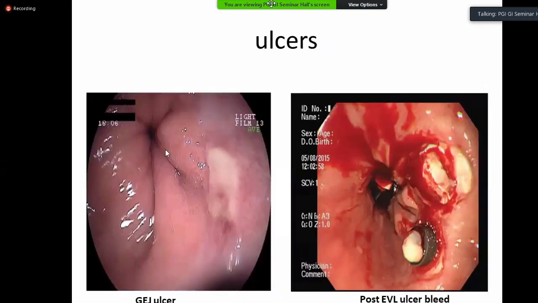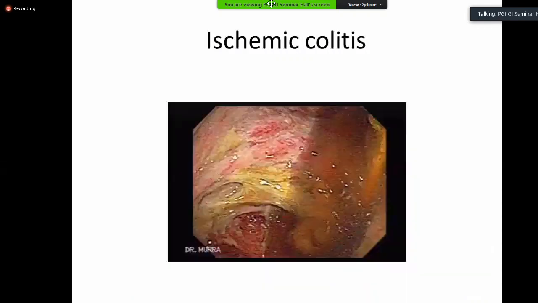Now, in specific areas like at the gastroesophageal junction, if there's an ulcer, you have to define whether it is above the Z line. This is above the squamocolumnar junction, so above the Z line. This is an example of ulcers, post-EVL ulcers. So you define that this ulcer is in the context of variceal band ligation. So these descriptions have to be complete to make the other person understand.